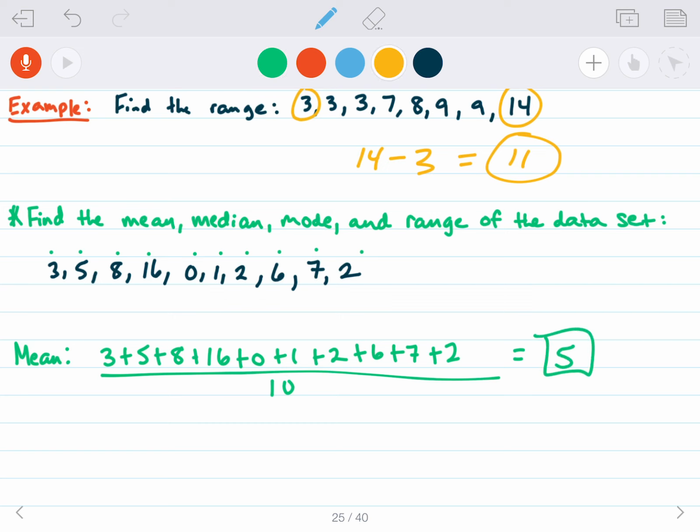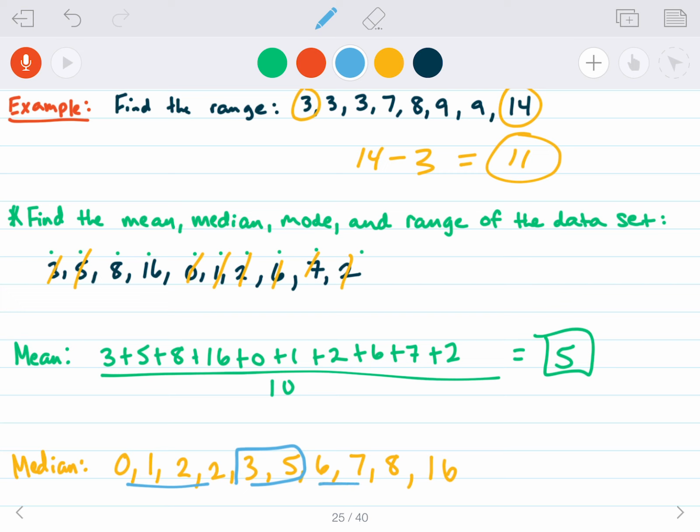So that's our mean. For our median, let's go ahead and put these things in order first. So I have 0 as my lowest number, followed by 1, 2, and I have 2 2s, 3, 5, 6, 7, 8, and 16. So I have an even number of data points, so I look for my two middle numbers. So I think that's going to be these two, because I have 4 on this side, 4 on this side, so those are my middles. And then I add the two up and divide by 2 to take their average, so this is going to give me a median of 4.